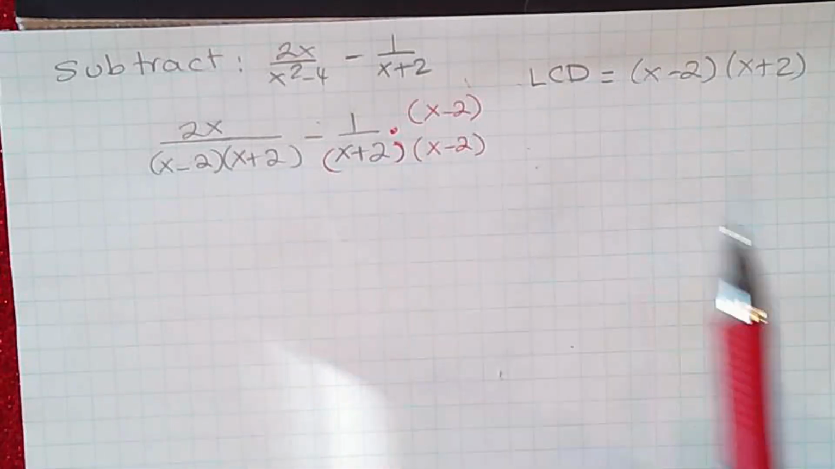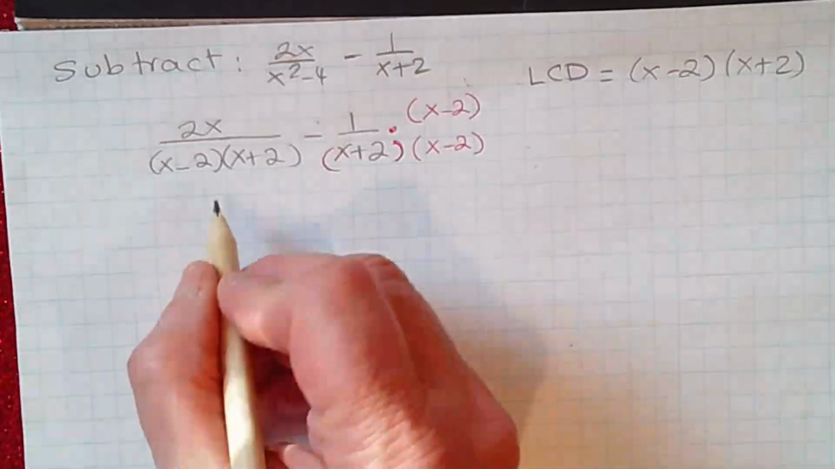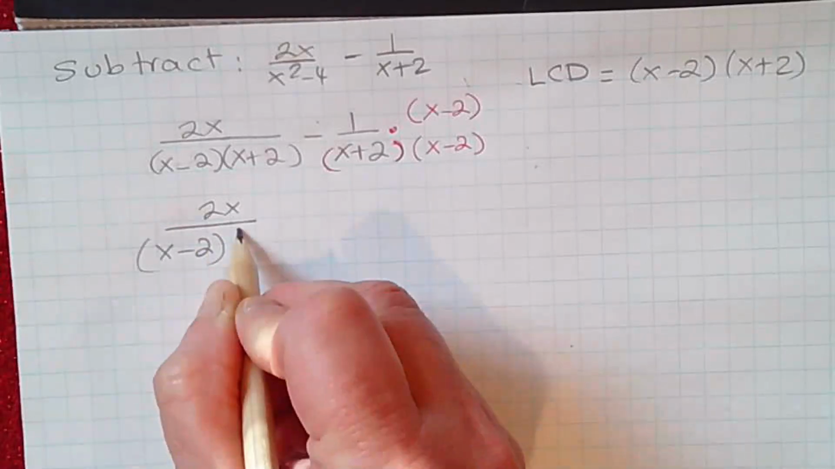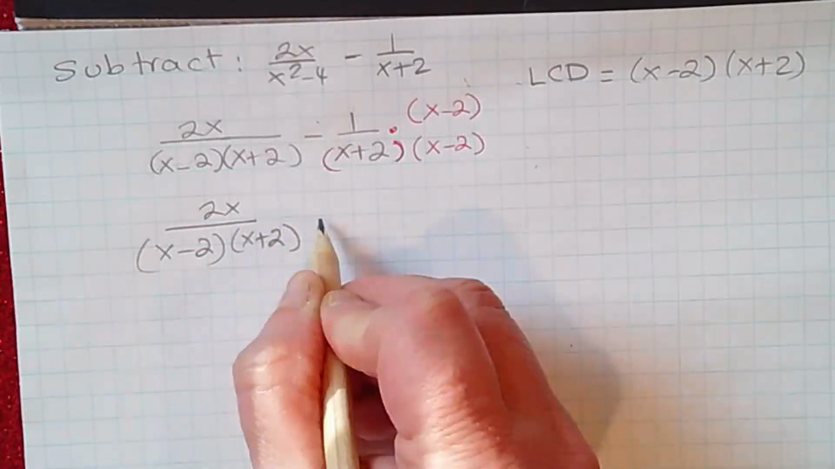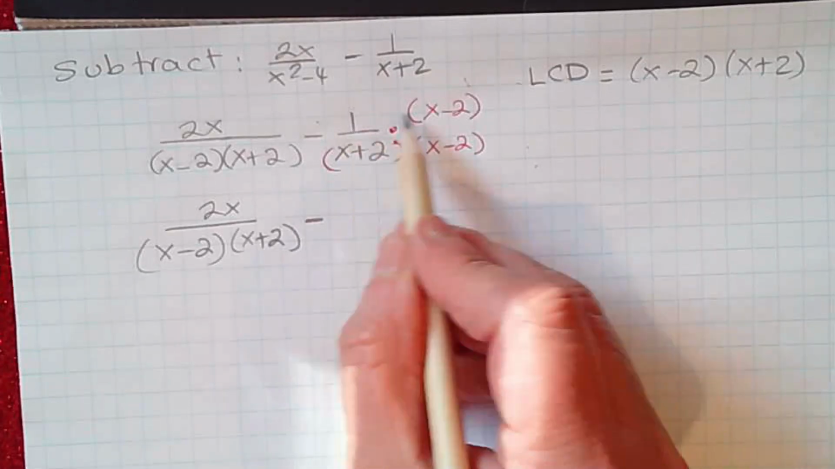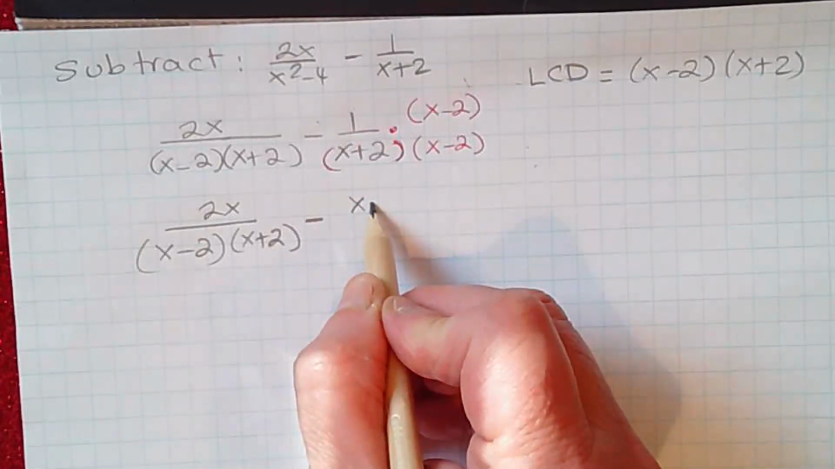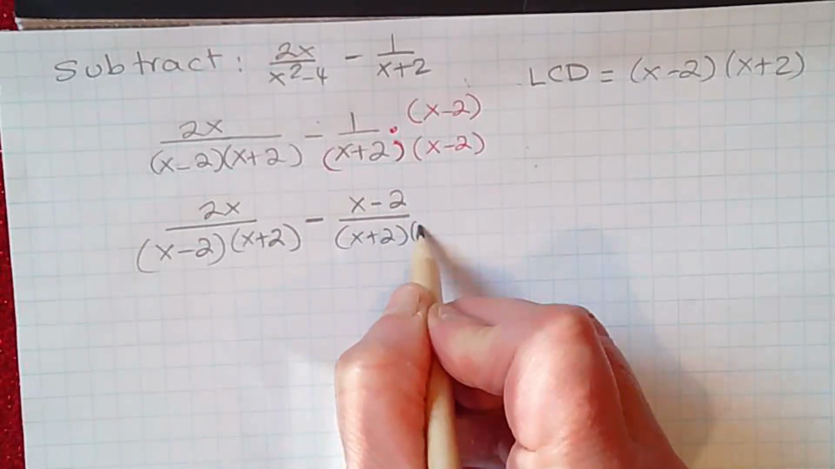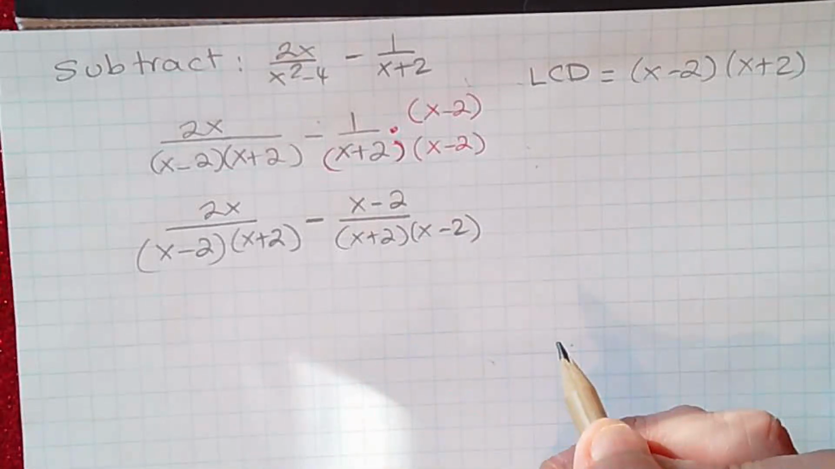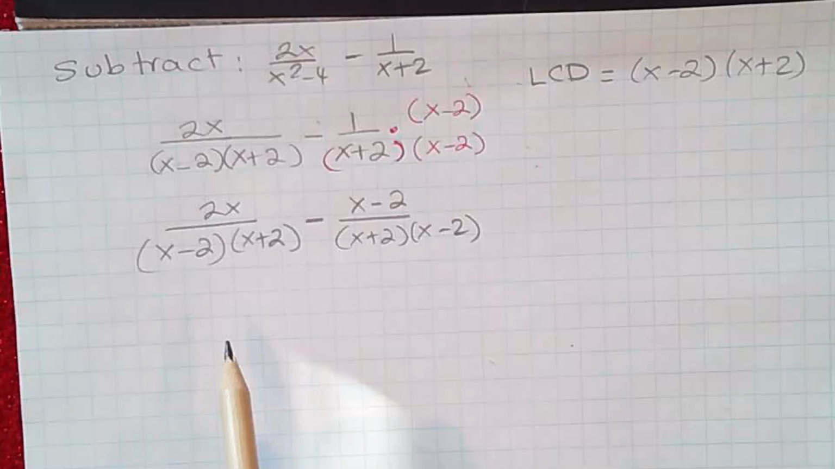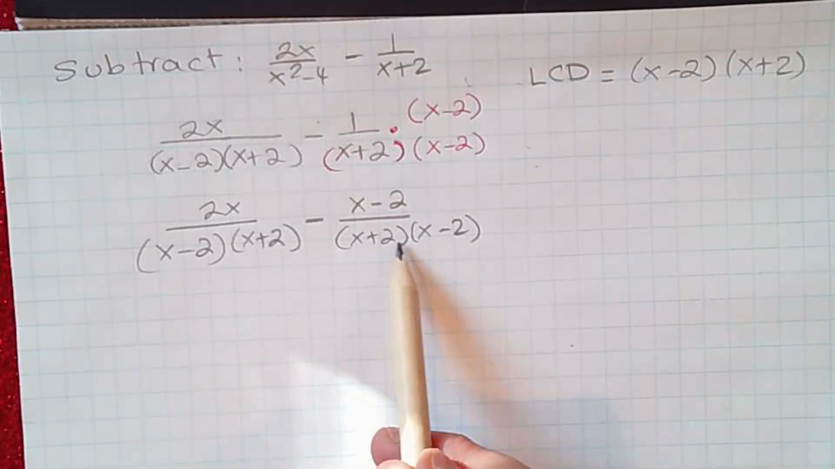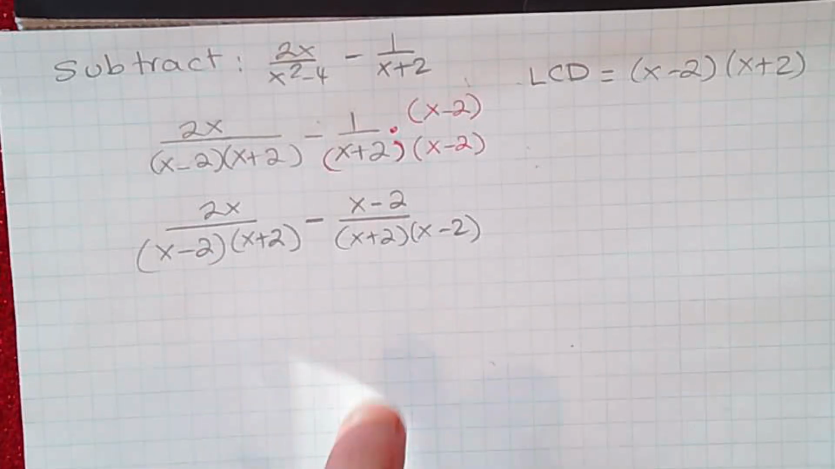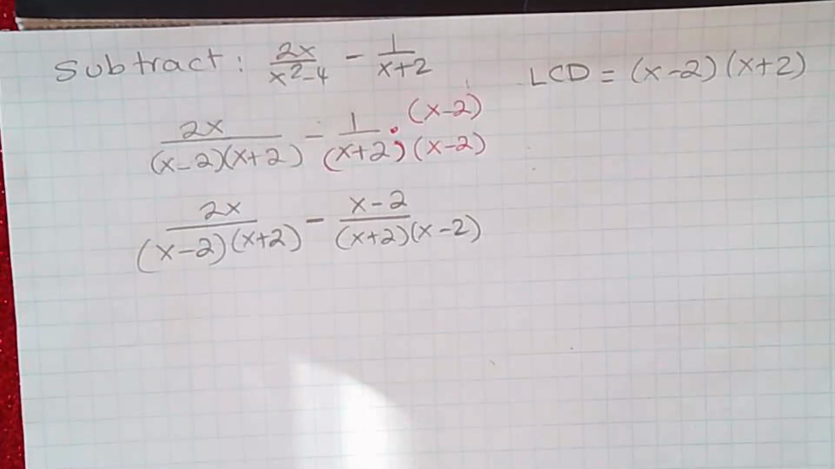Let's first simplify this. So we get 2x over x minus 2 times x plus 2, minus 1 times x, that's x, minus 2 over x plus 2 times x minus 2. Now the denominator is the same. I'm writing x plus 2 here before x minus 2, but they're the same. I can go ahead and flip that if you feel more comfortable.